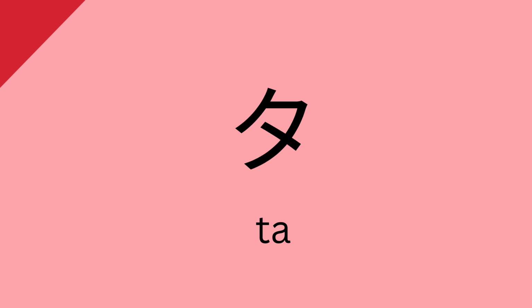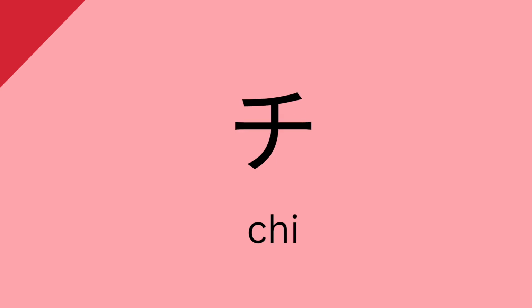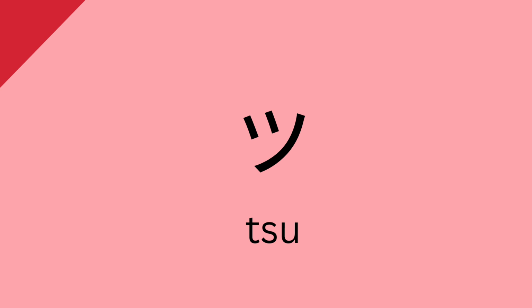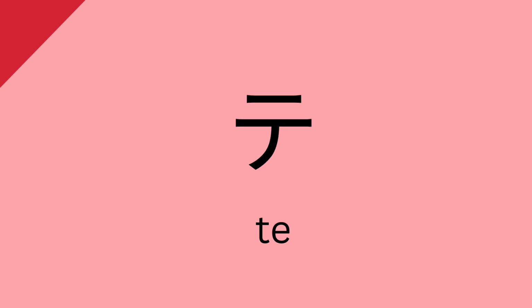This is Ta. This is Chi. This is Su. This is Te. And this is To. Let's check out the stroke order of the T-row.